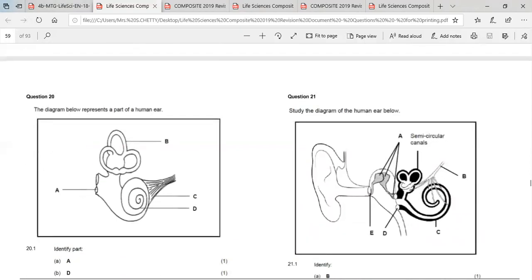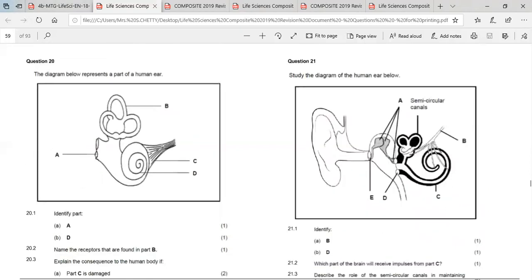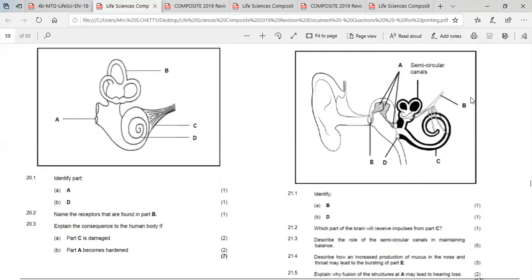Study the diagram of the human ear again. See, once you go through these questions, you'll find that similar things are being asked. And don't expect the examiners to reinvent the wheel. They will also check whether you have this understanding, which was expected of students who came prior to you as well. Study the diagram, identify B.